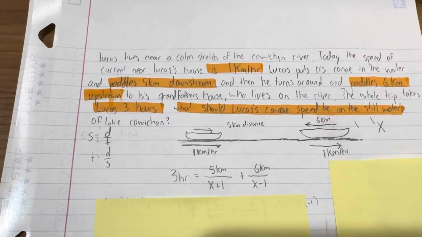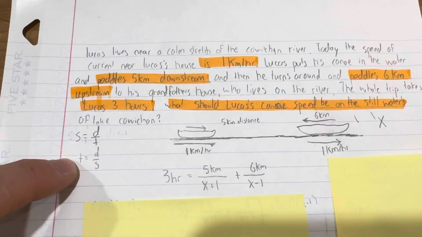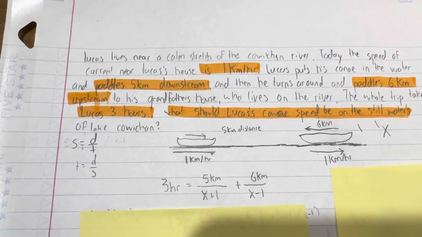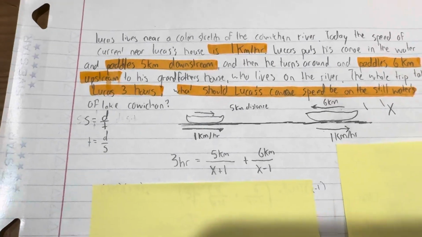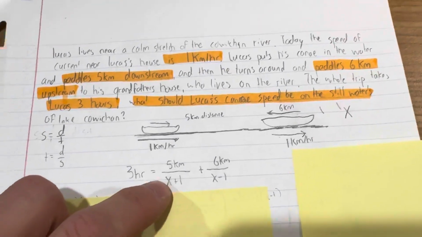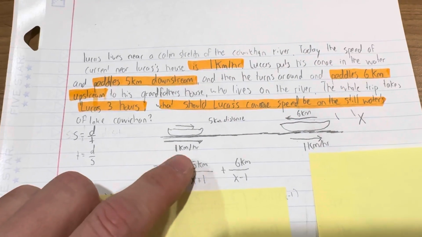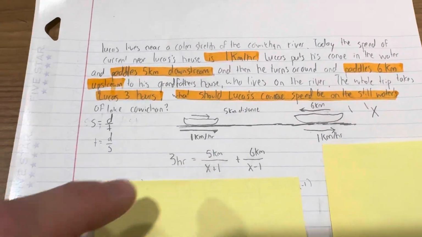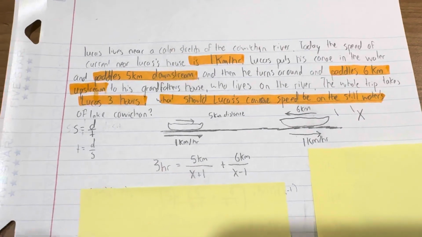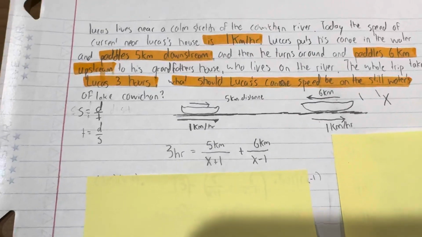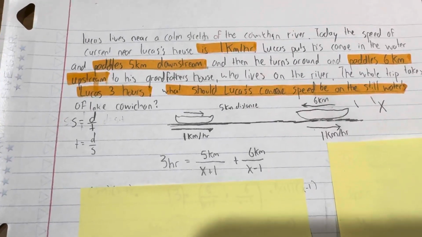What we do know is that the total trip took him 3 hours. So I rearranged the formula to be time equals distance over speed. We don't yet know the speed, but we do know our time and our distance. This is for when Lucas is paddling downstream. He travels a total distance of 5 kilometers, and he has that little boost from the current, which is 1 kilometer per hour. So I'm putting X as the speed, which is unknown, plus 1 kilometer per hour.